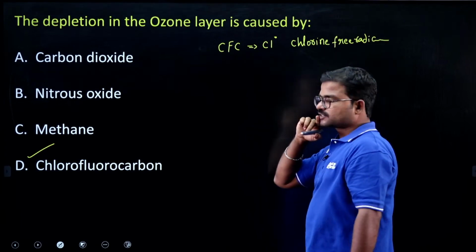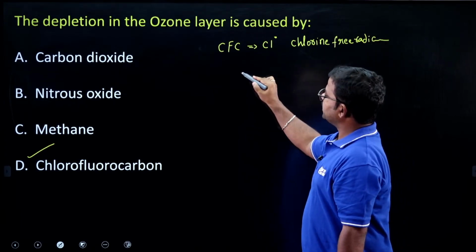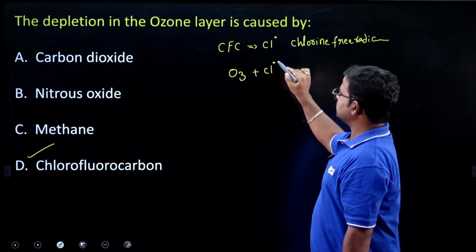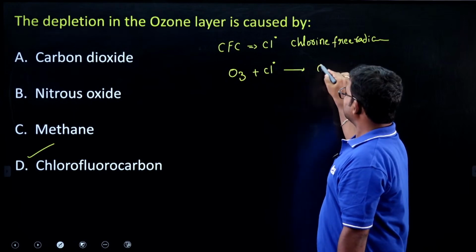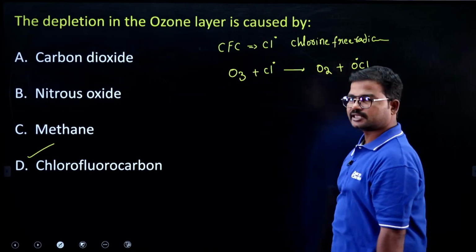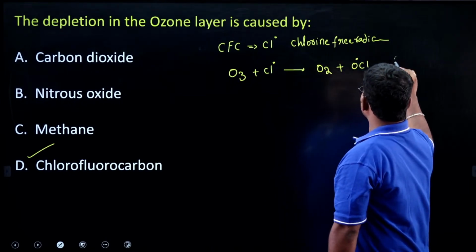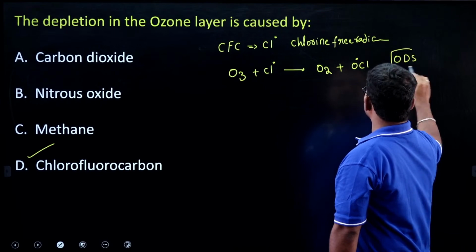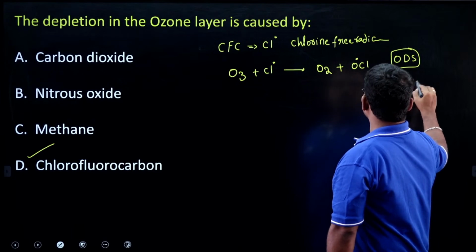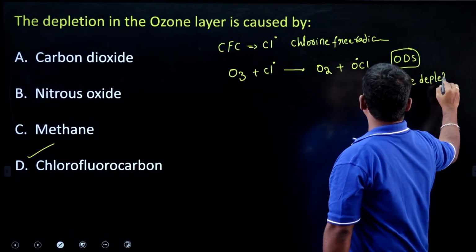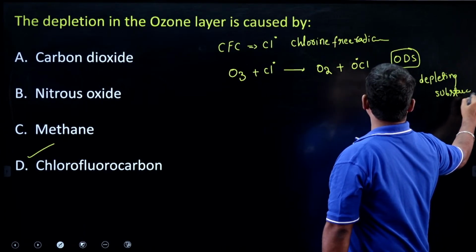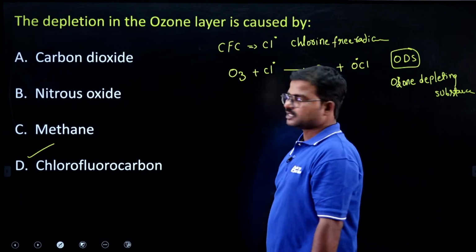What is the specialty of this chlorine free radical? Each chlorine free radical can destroy 1 lakh ozone molecules. For example, when ozone is bombarded with a chlorine free radical, it dissociates into O2 plus OCl dot. This is nothing but ozone depletion, ODS. These substances are considered ozone depleting substances.